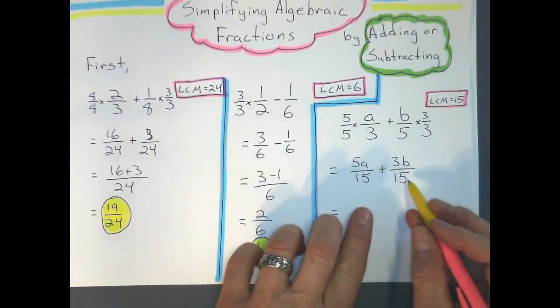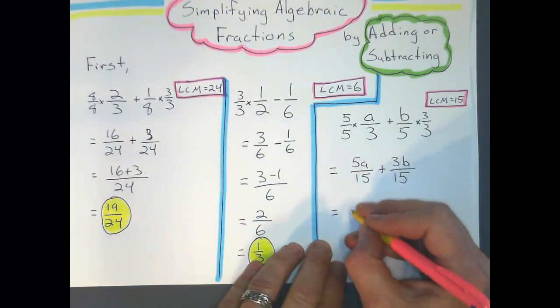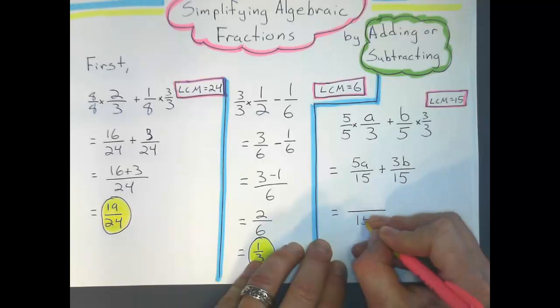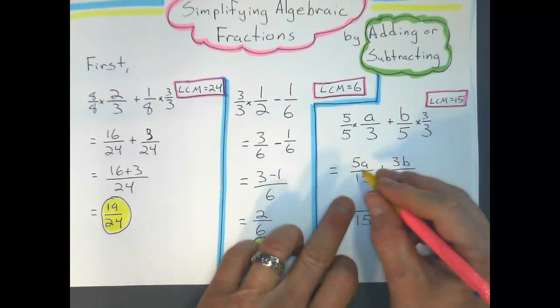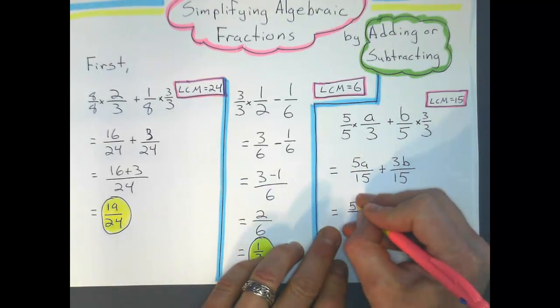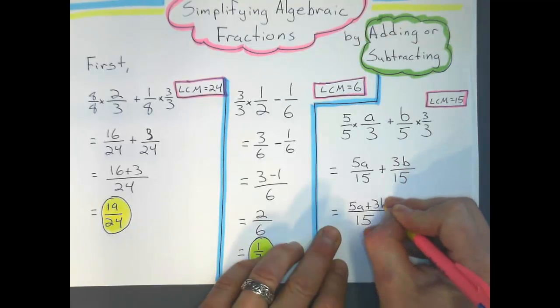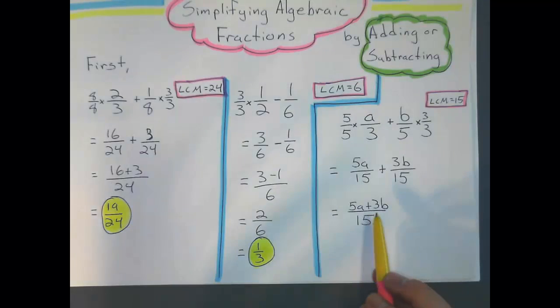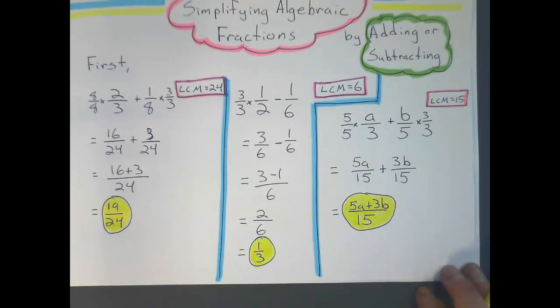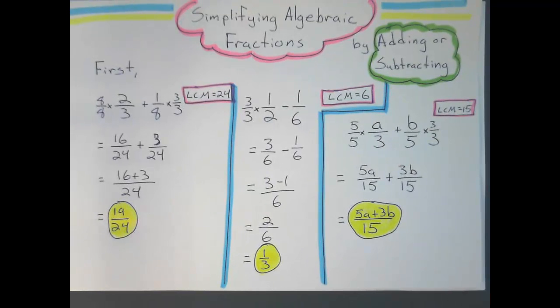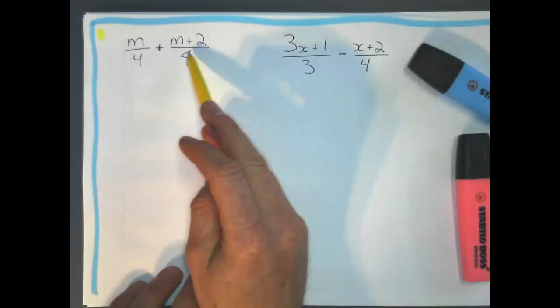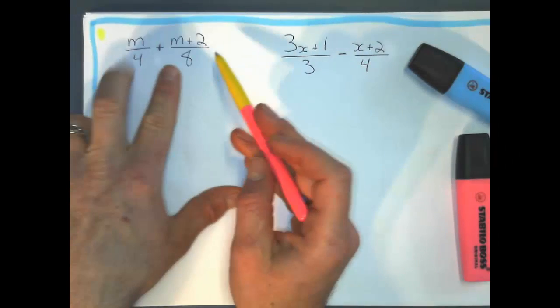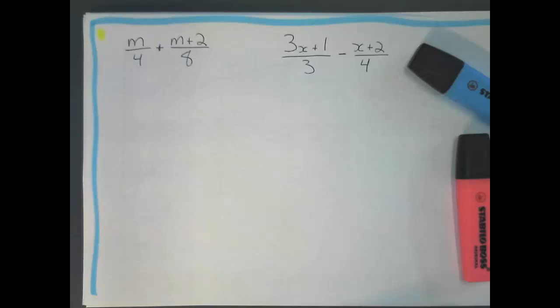Now I've got a common denominator of 15, and 5a plus 3b on top. I cannot combine those terms because a and b are unlike terms. All right, so let's try some more. These examples, I'll go through here. The least common multiple of 4 and 8 is going to be 8.